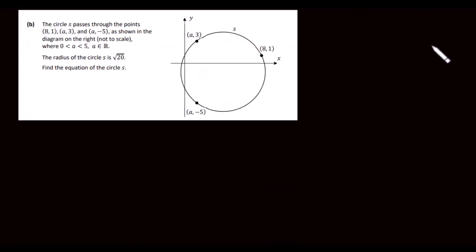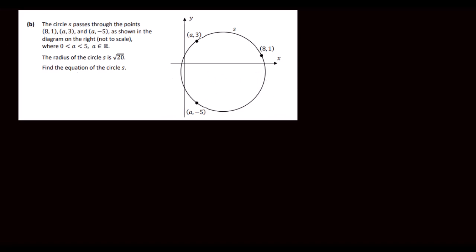So here we have a circle which is called S, and it passes through these 3 points. Now we have two of the coordinates here, 8 and 1. Here we have a and 3, and here we have a and 5. So in other words, the line through these 2 points is vertical, which means halfway between these 2 points, a horizontal line will go through the center of the circle.